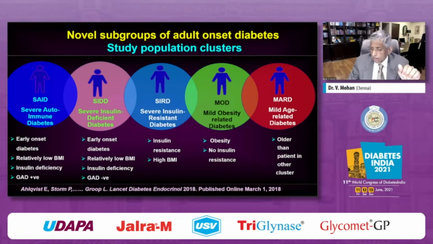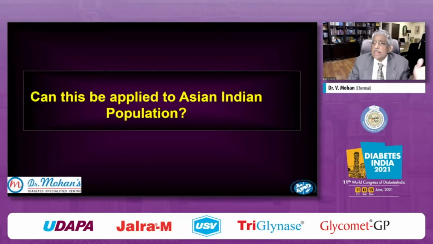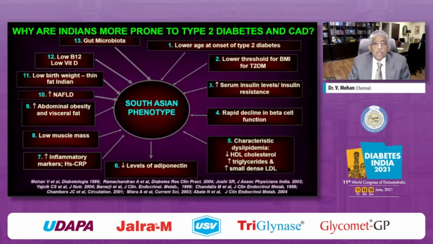But when we wanted to replicate it, the first thing we did was, we are not interested in the SAID variety, because that is a LADA, it's a different type, and we see that quite often in our practice, but we really don't classify it under type 2 diabetes, and quite rightly so. Dr. Kanango also said the same thing. So we wanted to apply this to the South Asian population.